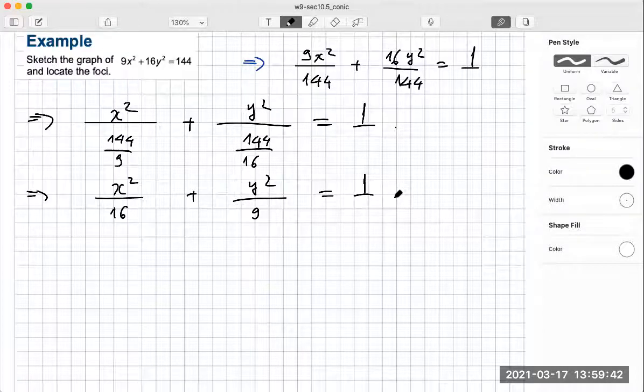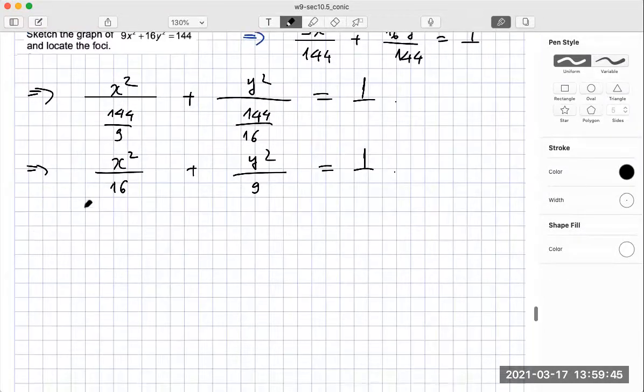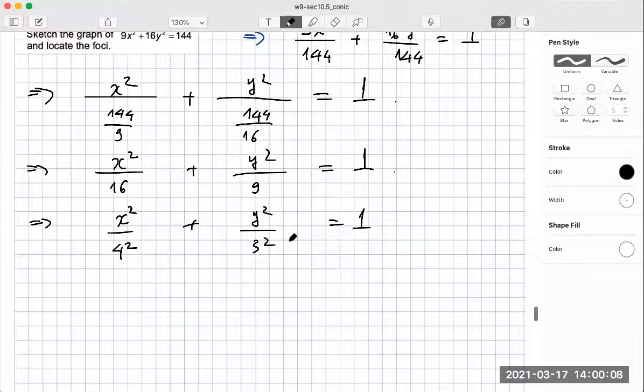So now let us write it in terms of x squared divided by something squared, and it should be, what is it? 16 will be 4 squared, thank you. And y squared will be, 9 will be 3 squared, right? Very good. Now we have the equation, right?